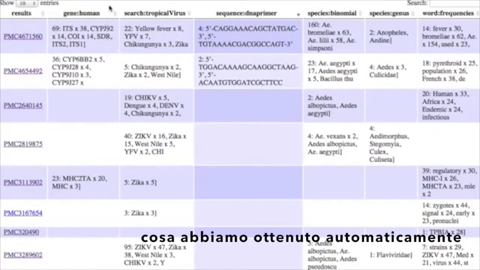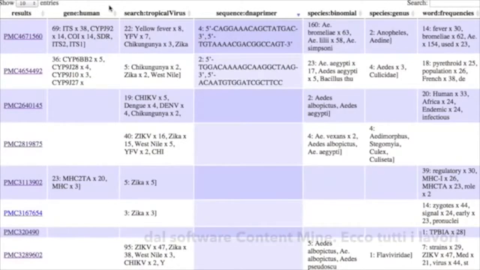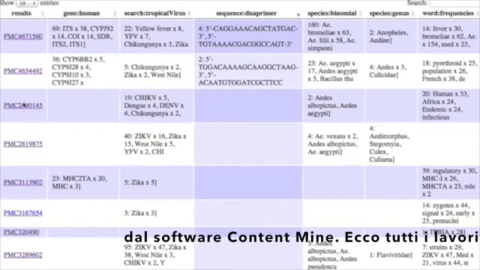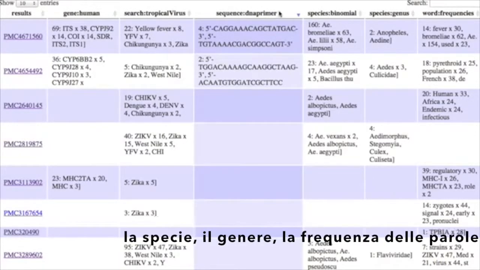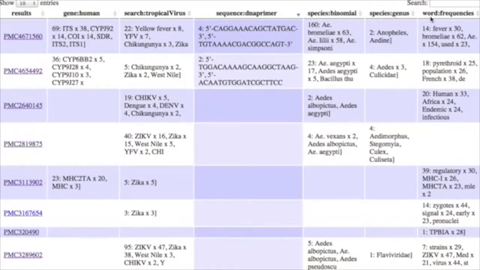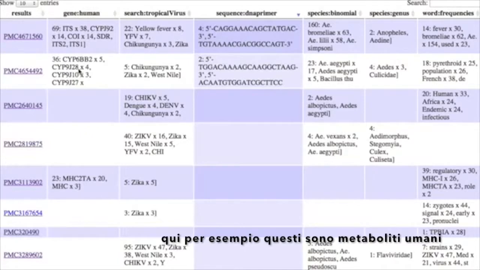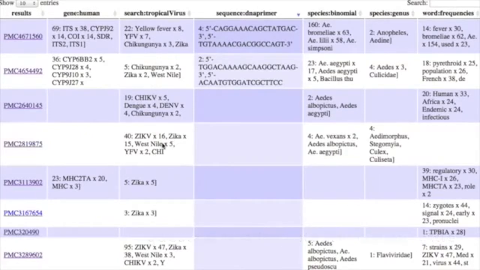So this is what we've got automatically out of the Content Mine software. Down here are all the papers that we found, and for each paper, whether it's got genes, viruses, DNA, species, genus, and the frequency of words. So for example, these are human metabolic genes. This is a whole list of diseases, and you can see how consistent they are.